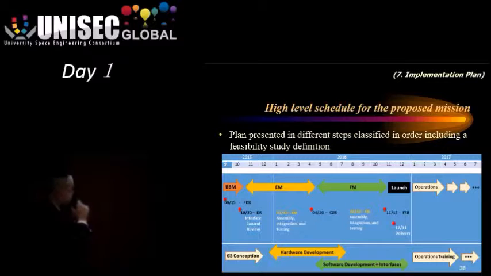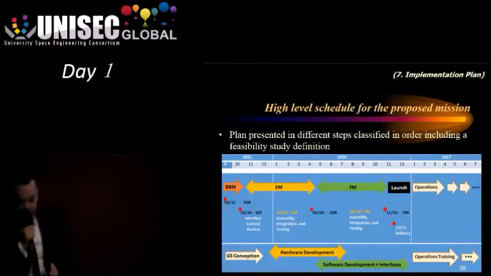So this scheme shows the life cycle of our project decided by our team. We decided to start from September 2015 until 2017. We start with the ground station conception, including VBM and half of EM. Then the other half of EM and FM, we focus on the hardware and software plus interface and operator training.